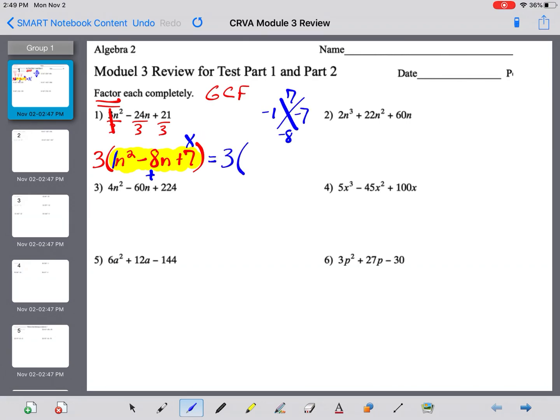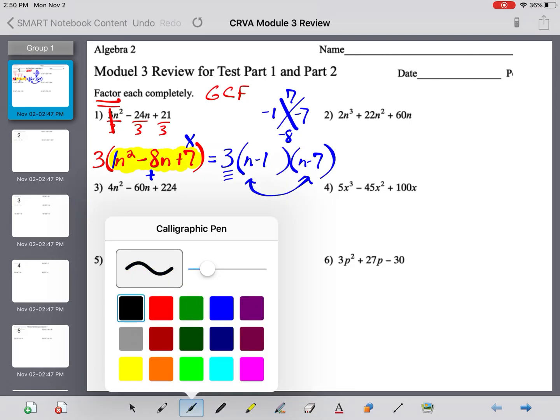That means that I could rewrite this with the GCF out in front, and I could rewrite that trinomial as n minus 1 times n minus 7, or 3 times n minus 7 times n minus 1. These factors can get multiplied in any order, but the GCF is usually right out in front.